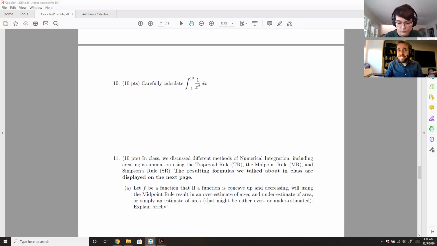Problem 10 is tough because it doesn't actually look like an improper integral problem at first, right? It says to calculate the integral from -5 to 10 of 1 over x squared, and to do it carefully. We should always be careful, but I included the word carefully to remind you that there is something sneaky happening here. Specifically, this function is undefined at x equals 0, and x equals 0 is smack in the middle of the interval from -5 to 10.